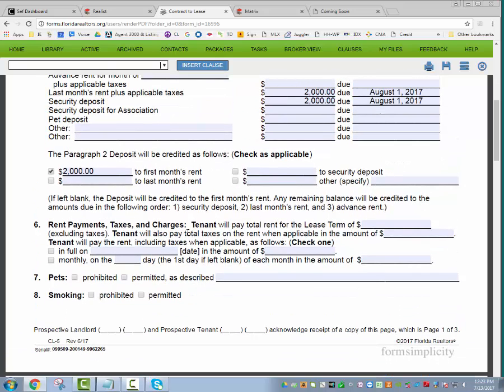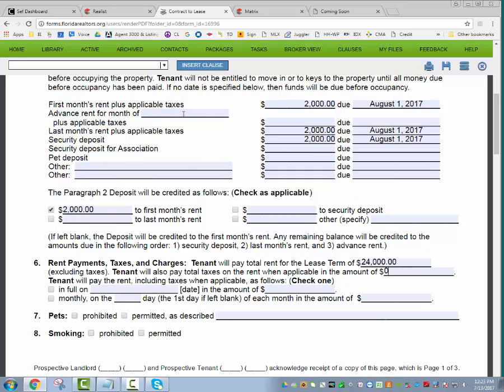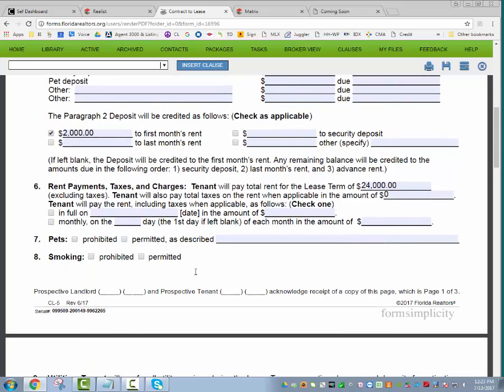So the rent payments are the total rent for the entire year. So that's going to be $24,000. That's 12 times $2,000. We have no taxes here in Florida with the rent, so that's a zero there. We are not paying it in full. Sometimes you do, or you're paying advanced rents, which will go here, for a total. Sometimes people pay 6 months in advance or a whole year in advance. But we're going to pay monthly on the first day, and the total amount is going to be $2,000.